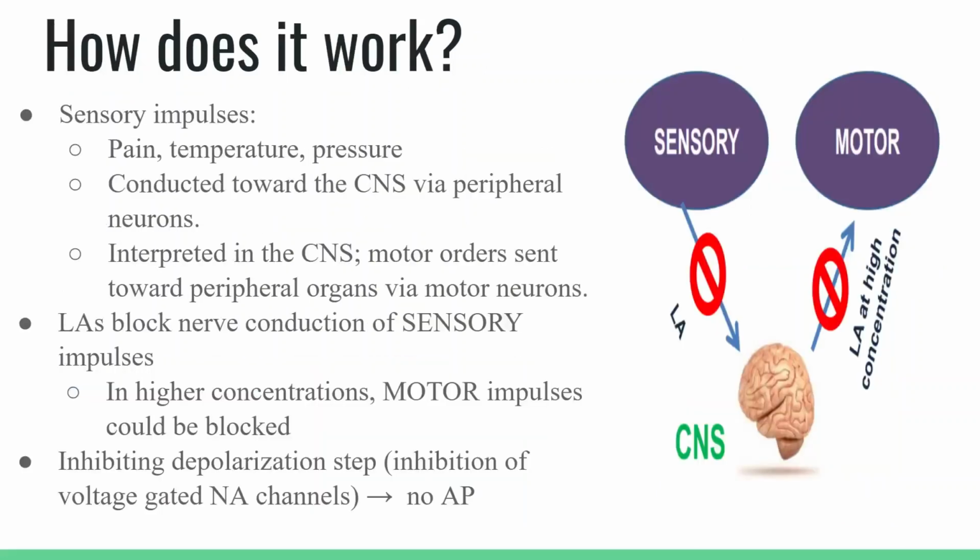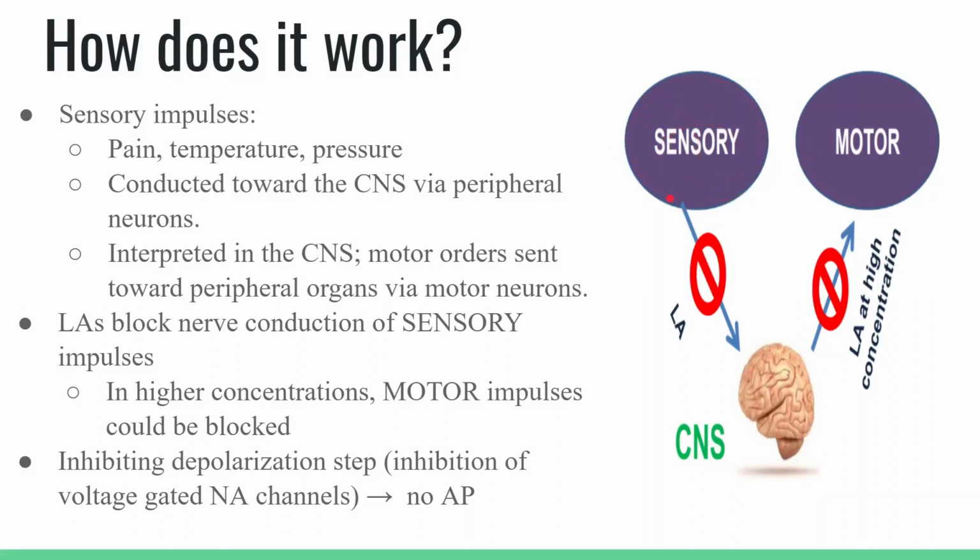So how does it work? Just like we said, pain, which is the main thing we're trying to prevent by local anesthesia, is a sensory impulse. Just like temperature and just like pressure, all of these are sensory impulses. And the way that they work is they are basically perceived in the peripheral parts of the body, for example, in our arms and hands and legs, and they are conducted towards the central nervous system via the peripheral sensory neurons.